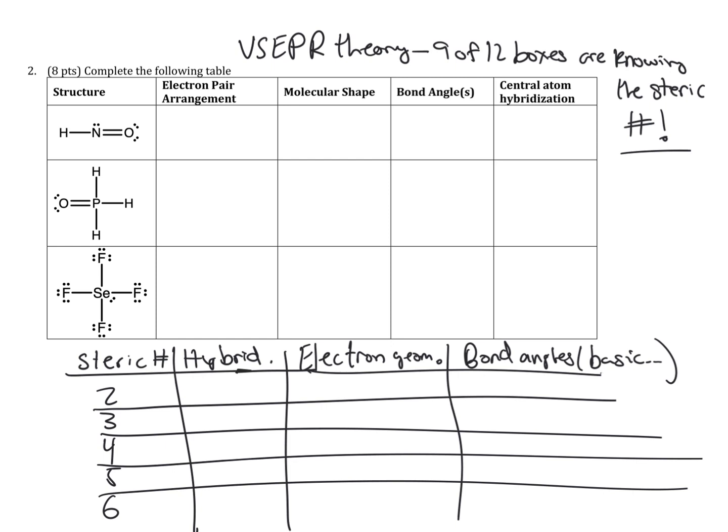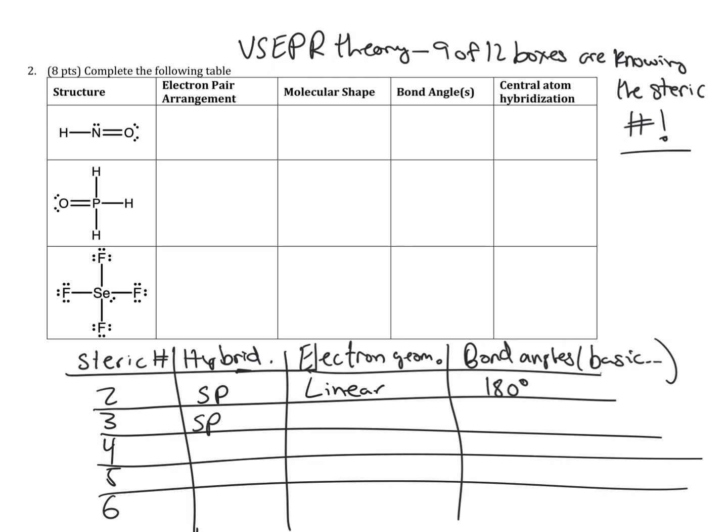This second one, again, was a little perplexing to me. Remember, for this table, almost everything you can write down just by knowing the steric number. So 9 out of these 12 boxes are just calculating the steric number and knowing the basic properties of each steric number according to VSEPR theory. For a steric number of 2, you form 2 hybrid orbitals, that's sp. The electron geometry then is linear, because that's the best way to arrange 2 things. And the bond angle for linear is just 180.